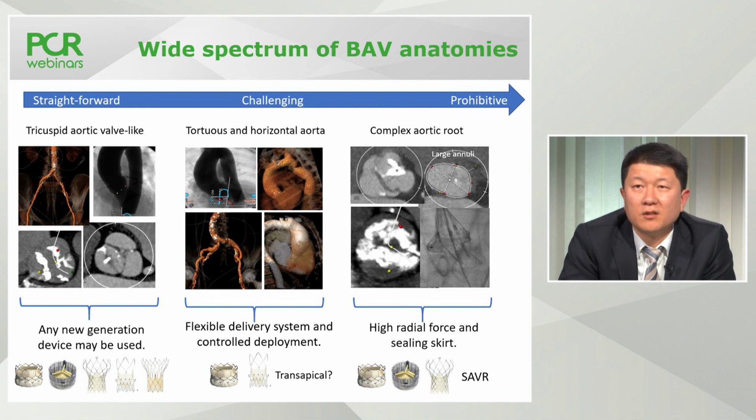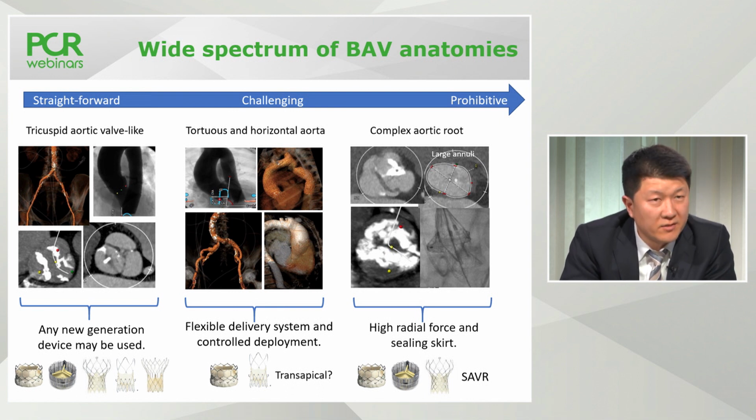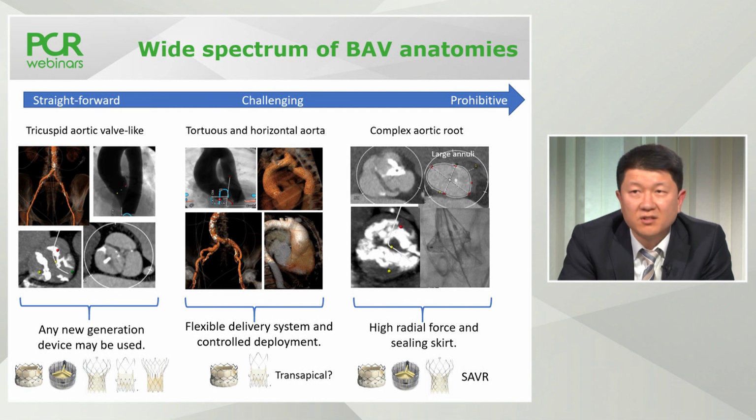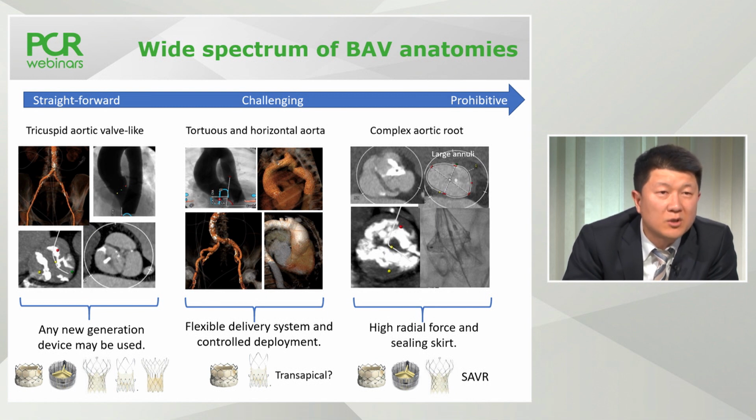So there's a lack of data in regard to differential treatment using especially second generation devices. There are a few registries that are coming up, but this is my personal opinion. If you go to more challenging anatomies, and this could be either tortuous or horizontal aorta, which is frequently associated with bicuspid aortic valve, it may be useful to have more flexible delivery systems and systems with a more controlled deployment. And even though we all know that the transapical access has a worse outcome in most patients, in this subset it might be beneficial. At least you should take it into consideration.